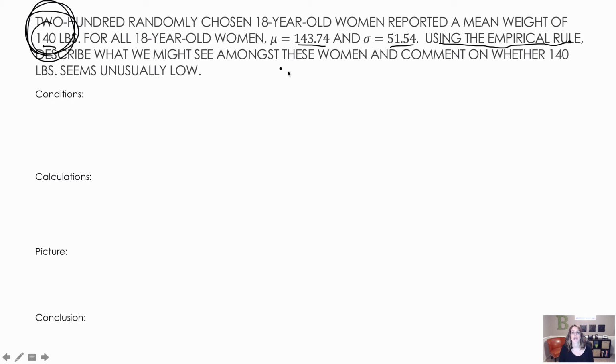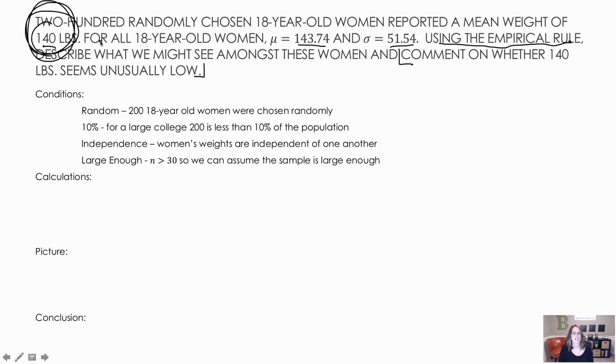So describe what we might see, and then we'll come back to this other question once we make our empirical rule picture. So again, the conditions. Random: 200 18-year-old women were randomly chosen. 10%: for a large college, 200 is less than 10% of the population. Independence: women's weights are independent of one another. Large enough: n is greater than 30 because n was that 200 randomly chosen.